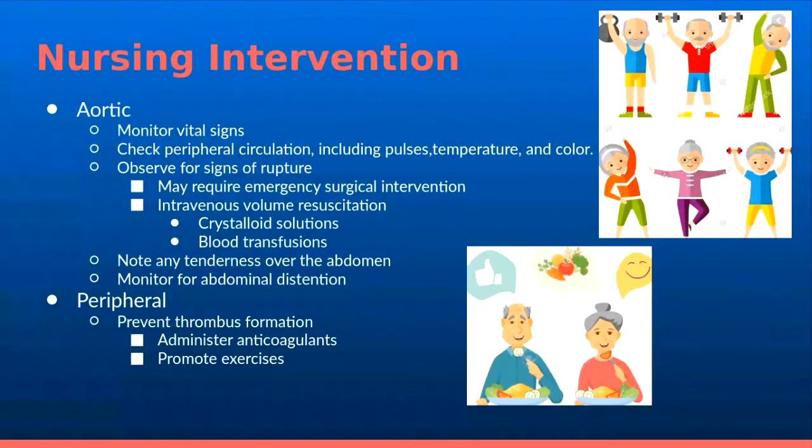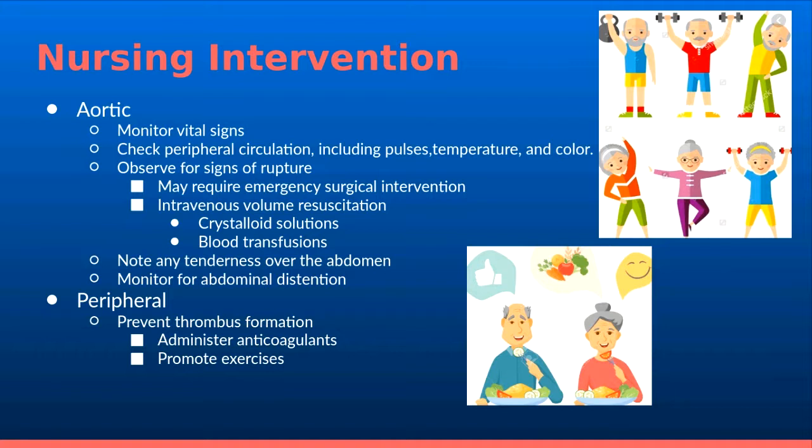Okay, some nursing interventions we want to do: we want to monitor vital signs. We want to check for circulation, such as their pulse, their temperature, and color. We want to observe for signs of rupture, note any abdominal tenderness, and monitor for abdominal distension. For peripheral aneurysms, we want to prevent thrombus formation, so we can give anticoagulants and promote physical activity.